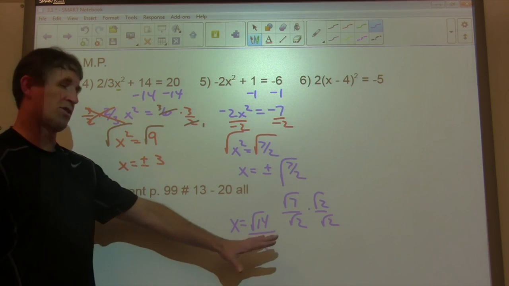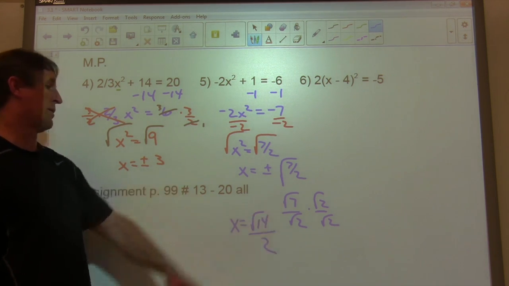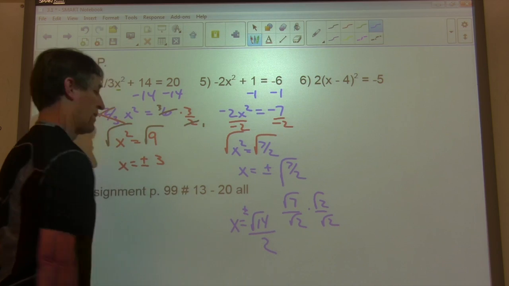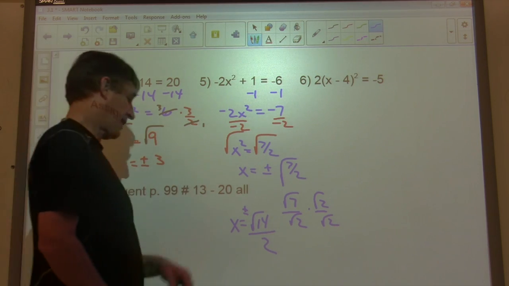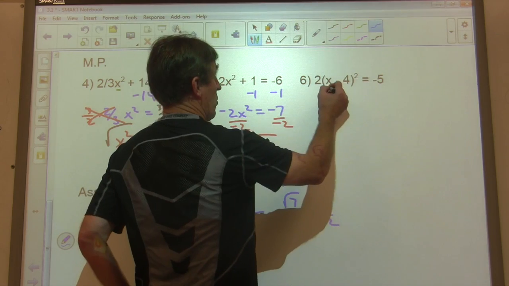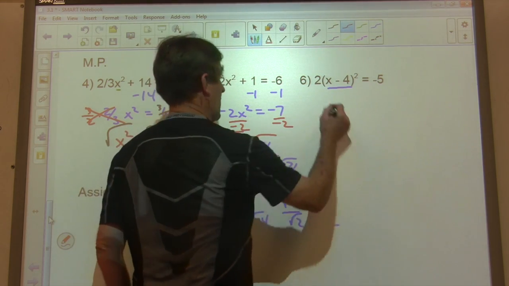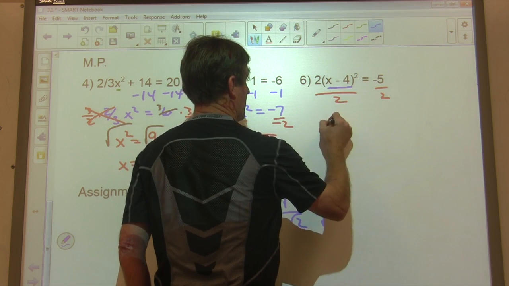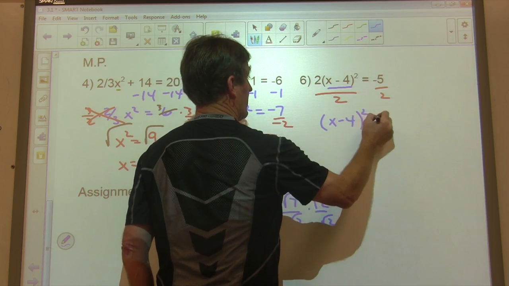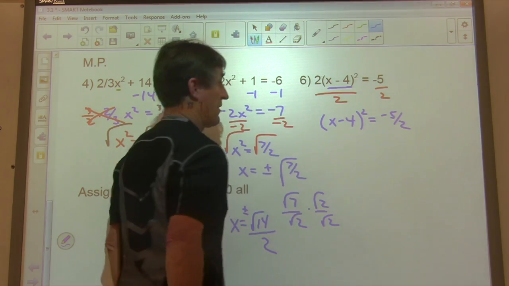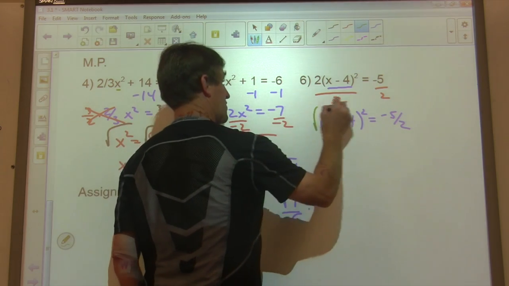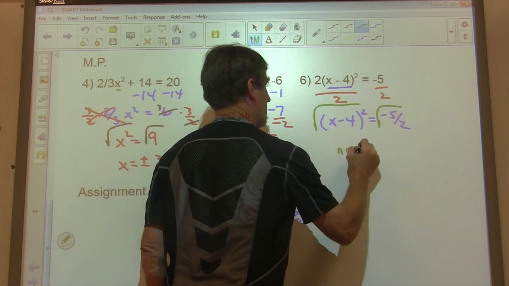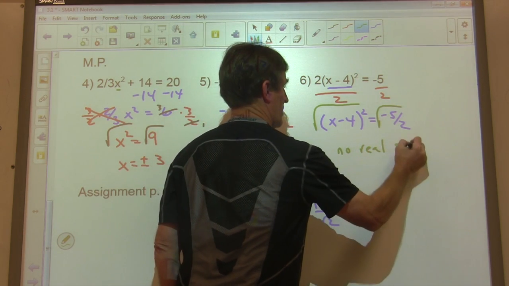You can't simplify this because you can't take a number outside of the square root to a number inside the square root. So we'd be done. And this would be, don't forget the plus or minus. Last one. So again, this whole thing is squared. So the first thing I'm going to do is divide by 2 and get x minus 4 squared equals -5/2. And then I'm going to take the square root of both sides, but as soon as I see this, I can't take the square root of the negative number, so I'm going to put no real solutions.